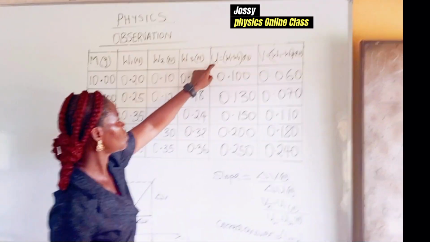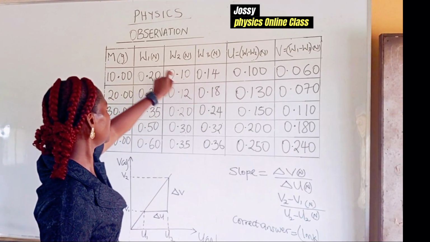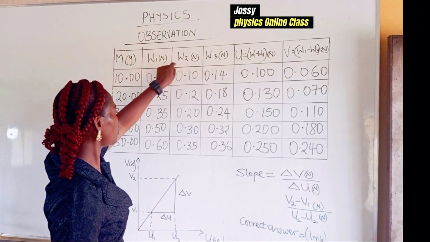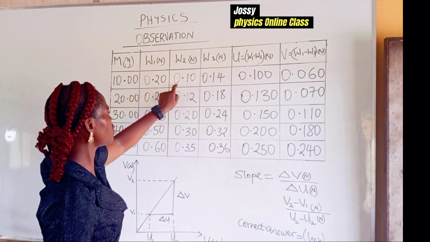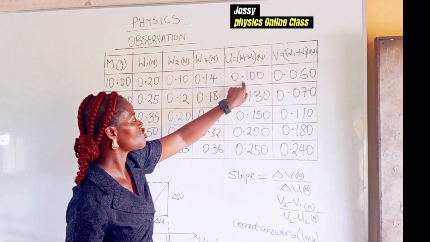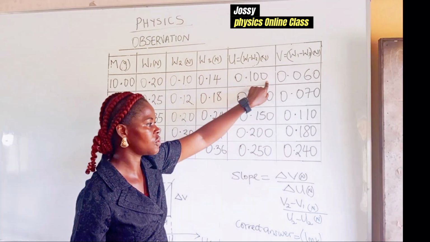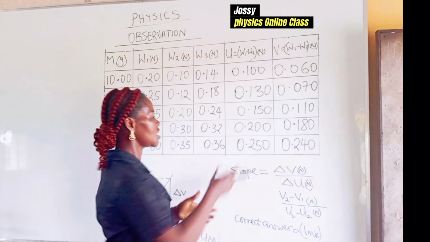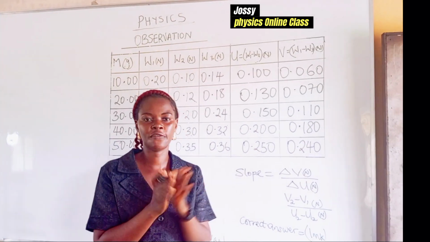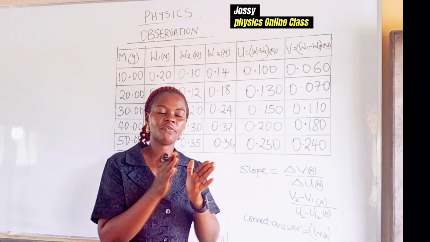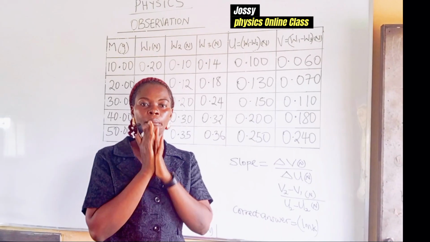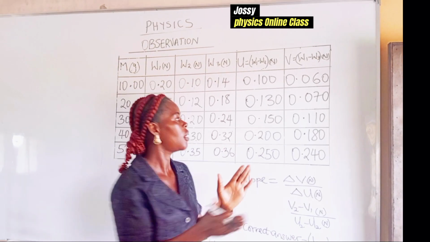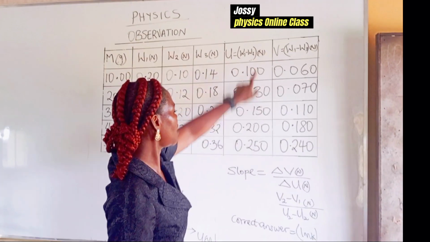Then look at this U. It's the difference between weight in air minus weight in water. Just subtract 0.20 minus 0.10, which is going to give you 0.100. Why did I leave this one in three decimal places? Because I'm finding the difference. Anytime you have to find a difference or division or square, let it be in three decimal places to be on the safe side.